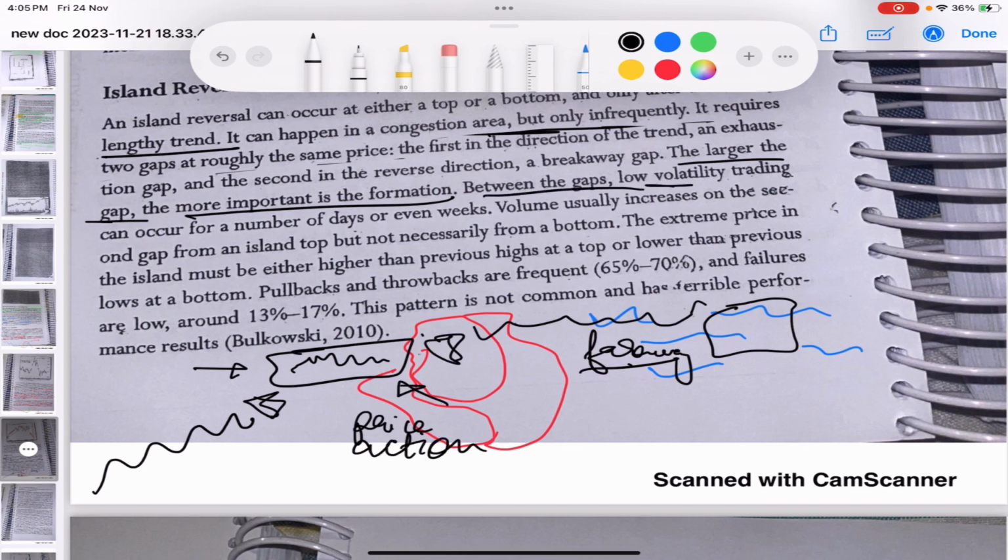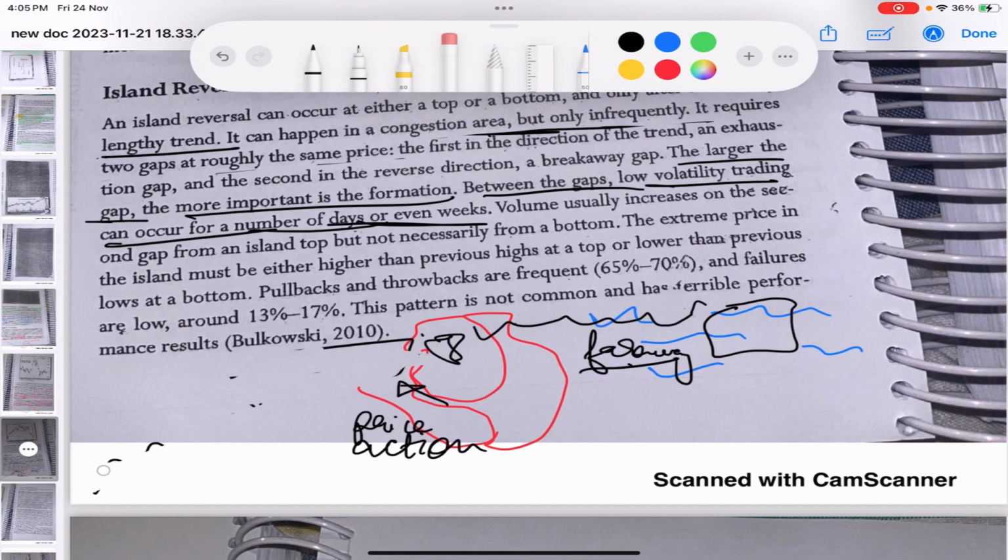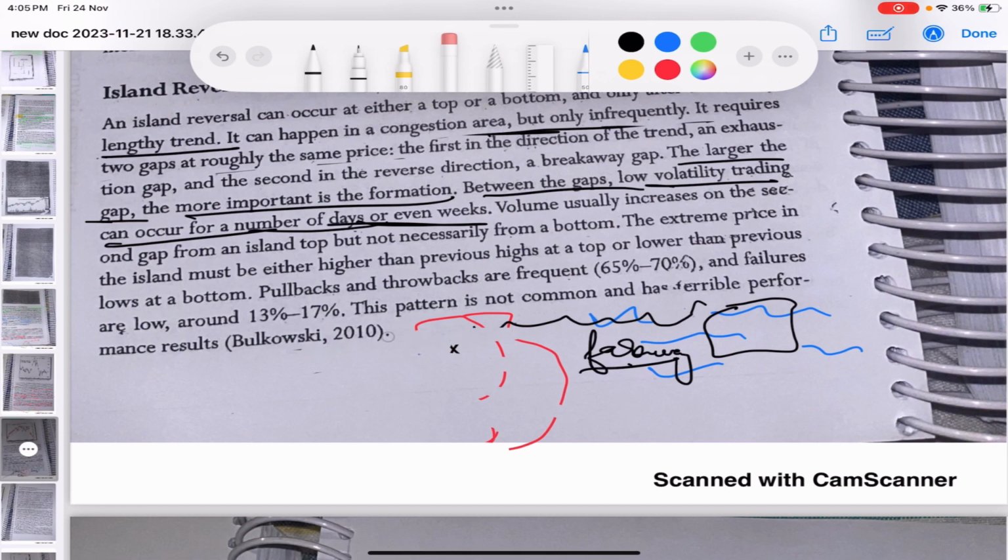Okay, between the gaps, low volatility trading can occur for a number of days. So this piece, I don't know if you can understand my drawing, but this piece in the middle, the volatility is very low and the volume is very low in the trading over there when the price was in that particular range, and that is what they are basically saying, that is how islands are formed.